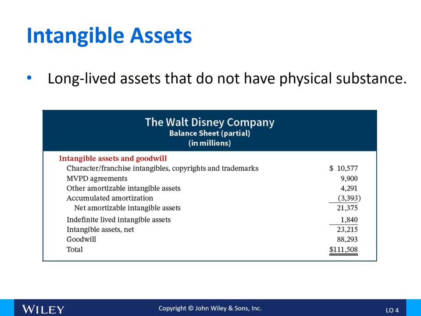Intangible assets are long-lived assets that do not have a physical substance. We'll talk more in detail about intangible assets in a future chapter, but think of intangibles as franchises, copyrights, trademarks, patents, goodwill. You don't need to know how these come about. Just know that if you see something like that, it goes into the intangible assets section of the consolidated or the classified balance sheet.